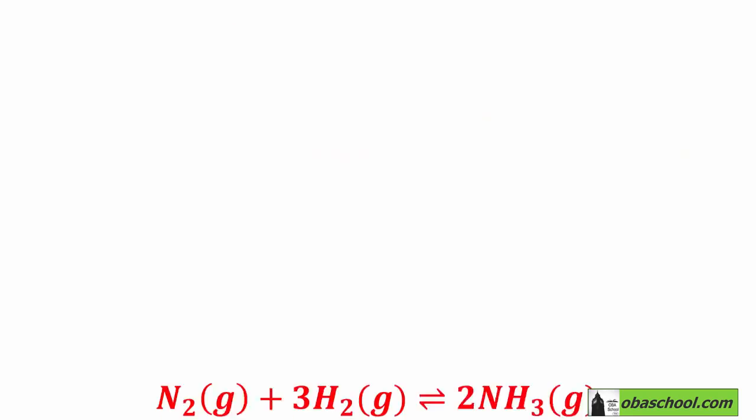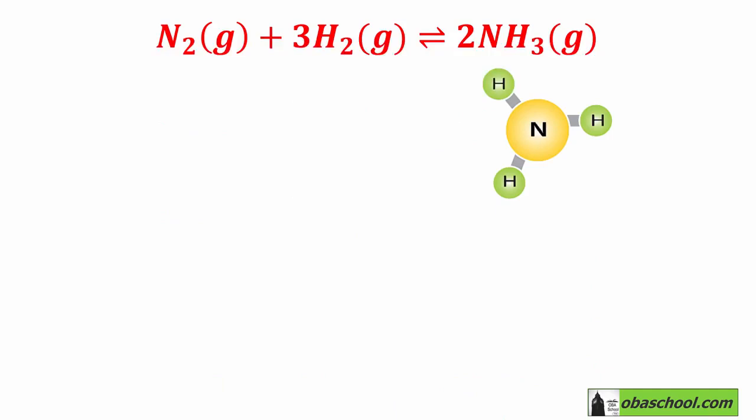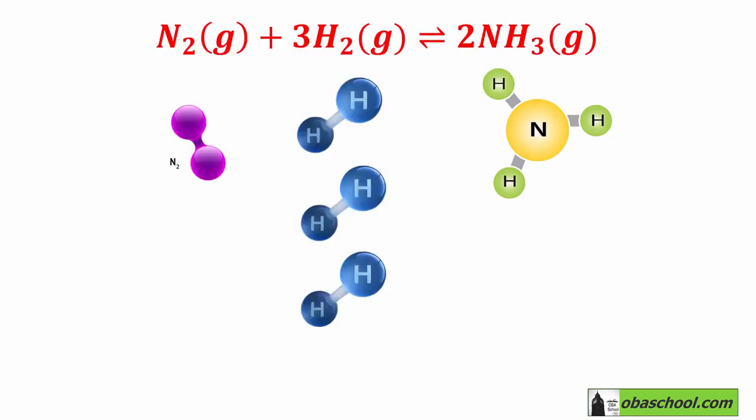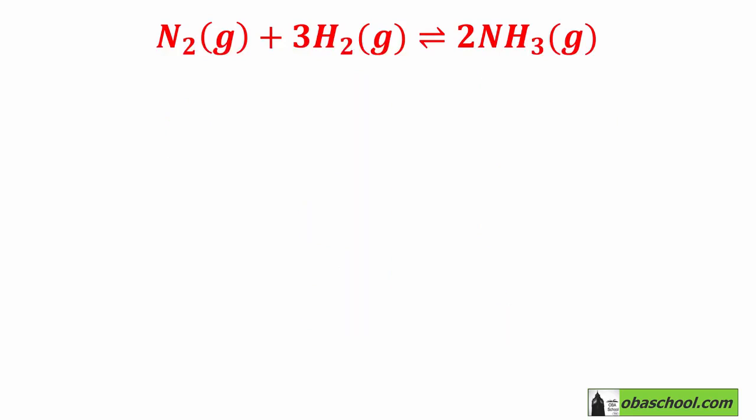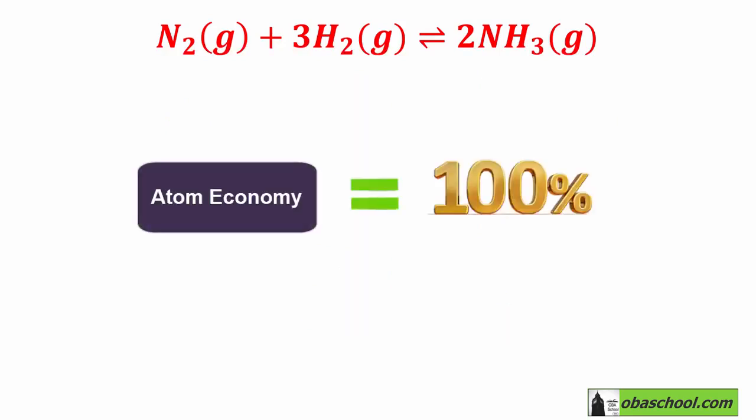This is the reaction of the production of ammonia, NH3. In this reaction, all the atoms in the reactants, so we have 2 nitrogen atoms and 6 hydrogen atoms, appear in the products. So on the product side, we have 2 nitrogen atoms and 6 hydrogen atoms. And this is an example of the ideal 100% atom economy.